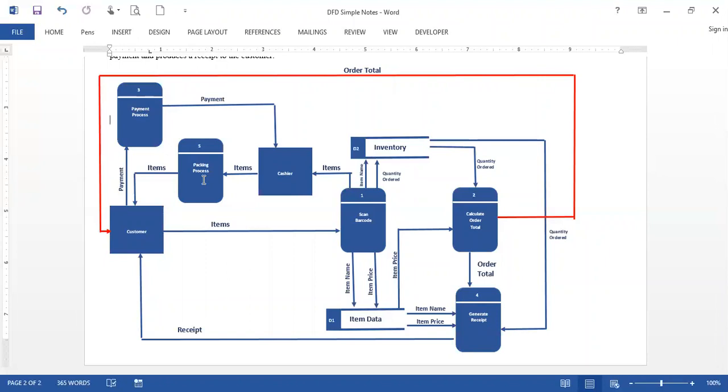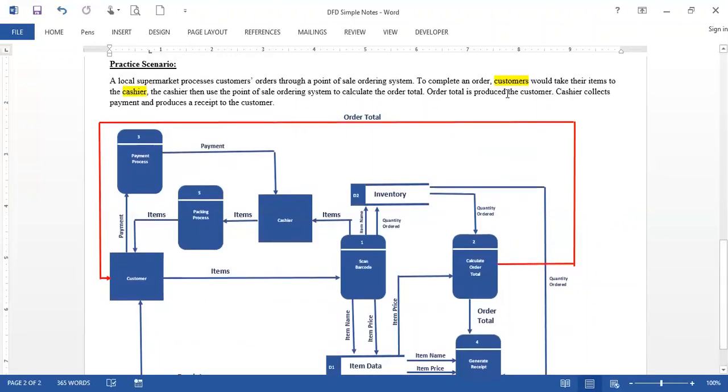As I said, you can have different processes once you're following the rules. And then for our entities, as you can see, we have the same 2 entities from the context level, which are customer and cashier. So unlike the processes, where in level 1 you add more processes and you would also add more data stores, you don't usually add more external entities. It's usually the same external entities from the context level that you use in your level 1.